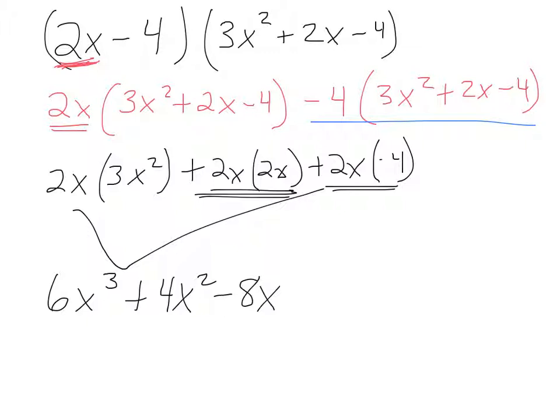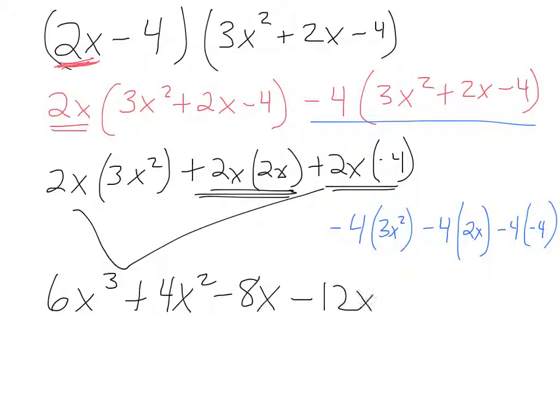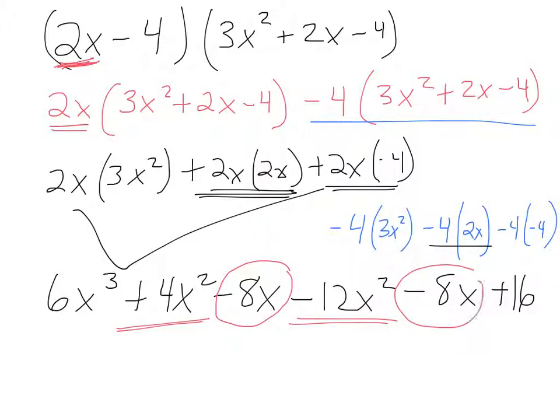When we distribute this -4, we have -4 times 3x squared. -4 will then multiply 2x, and then -4 will multiply this -4. Cool beans. The first result is -12x squared. The second is -8x, and the third is +16. Go ahead and search. See if you can find the like terms. Here's a couple. There's a couple. And the result is this.